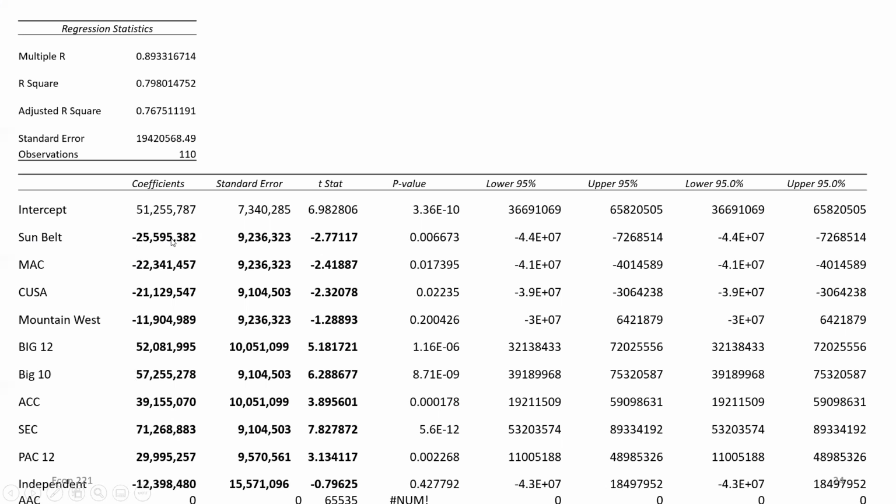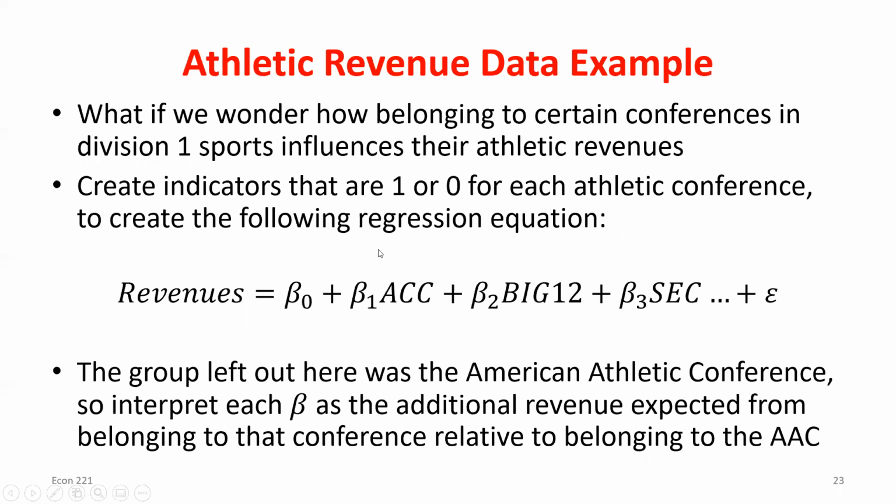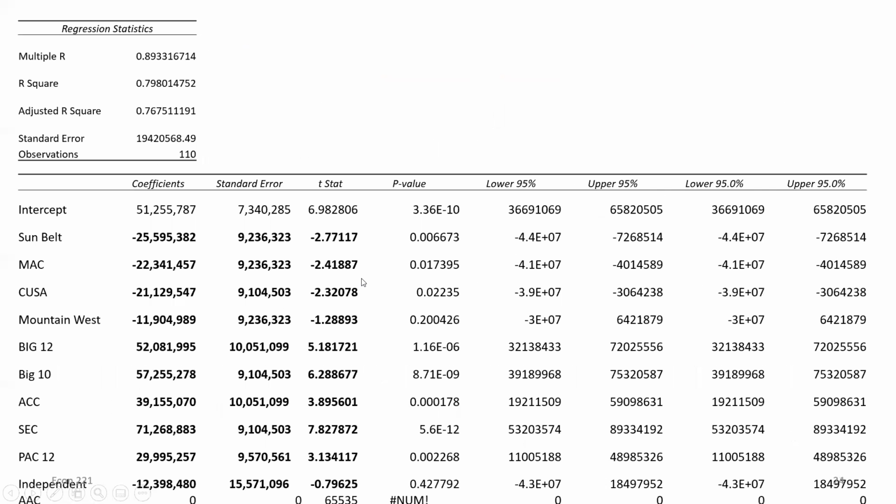Because if I belong to this conference, well, now it's 1 times that coefficient, right? If I think back here, if I belong to that Sun Belt Conference, it's 1 times whatever that coefficient is, and so if it has the largest negative coefficient, it's going to have the lowest predicted revenue.